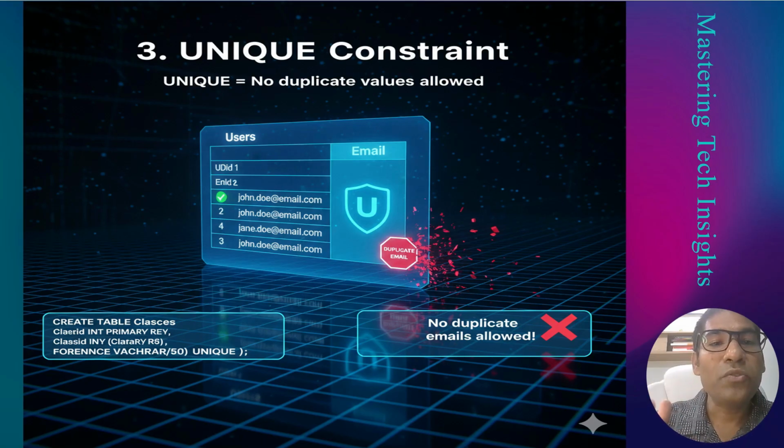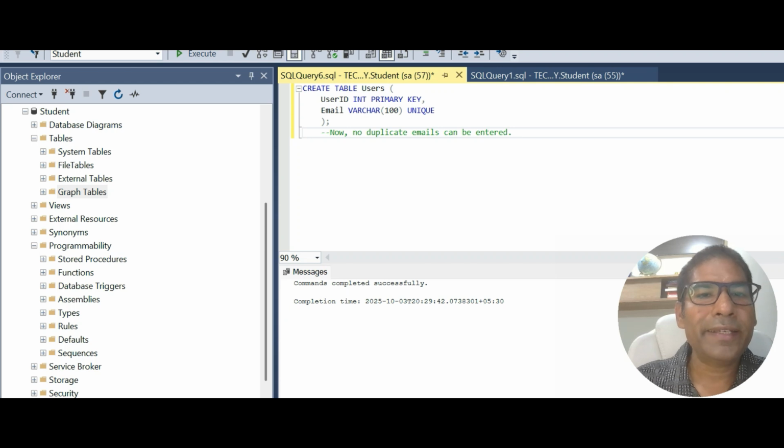Number 3, the unique constraint makes sure all the values in the column are different. For example, two people cannot have the same email ID in our database. Now, no duplicate email can be entered. For example, create a user table. In the table, email ID is unique. Now, no duplicate email can be entered as email is unique.